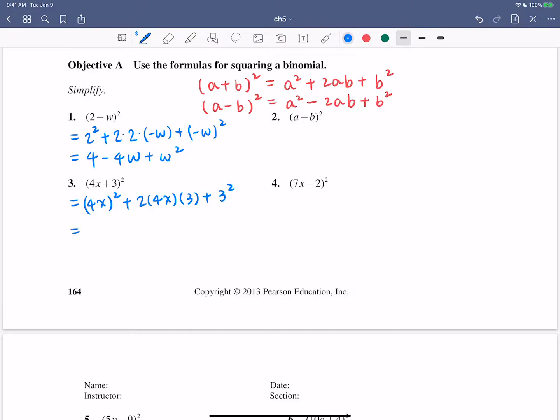Now let's calculate. 4x squared, that's 16x squared. The double product, we calculate the coefficients first. 2 times 4 times 3, that is 24, so plus 24, followed by our variable x. Finally, 3 squared, that is positive 9.